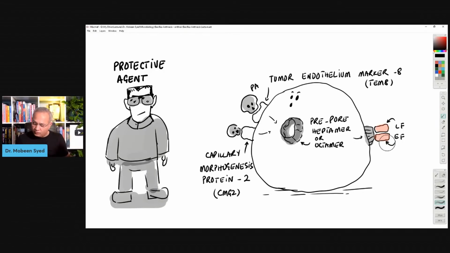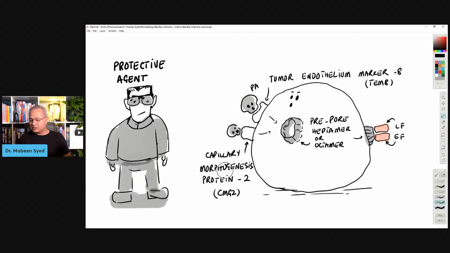But not just a hole. This is not a hole from which the fluids can move in and out. But now the lethal factor and edema factor can bind to this structure. It becomes a channel, and through this, the lethal factor and edema factor go into the cell. All 3 of them will go into the cell. This is why it is called protective agent. If protective agent was not protecting the other 2 guys, the other 2 guys are broken down and not taken into the cell. It's the protective agent that creates this whole mechanism to bring them in.